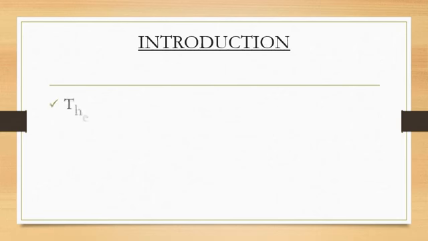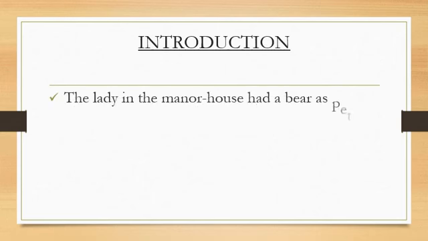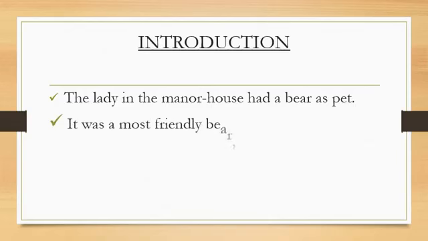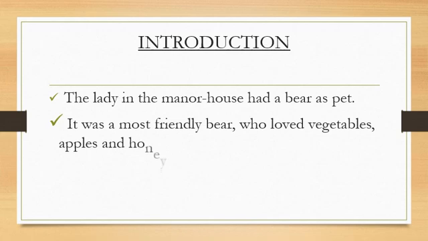Introduction. The lady in the manor house had a bear as pet. So she has a bear as pet. It was a most friendly bear who loved vegetables, apples and honey. So there are bears which actually depend on animals, yes, but this bear was very friendly. He liked vegetables, he liked apples, he liked honey.